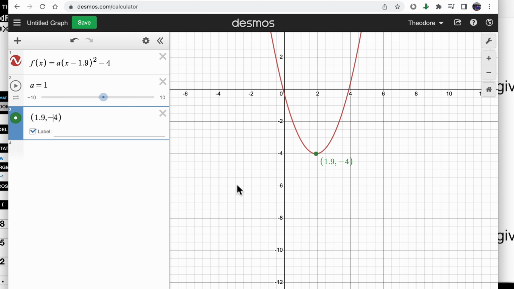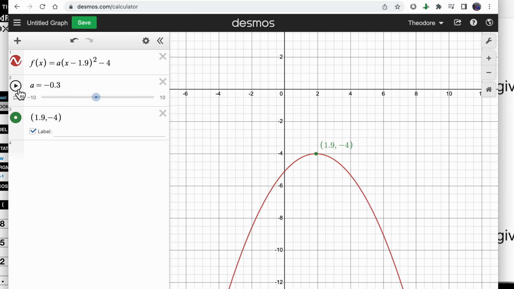All right? No matter what I make my a value, it's going to be pinned to that vertex of 1.9 comma negative 4. So it'll get skinnier, it'll get wider, it'll even flip over, but the one thing that'll remain constant is that vertex, 1.9 comma negative 4. So it really truly does not matter what the A value is. If you want to have an equation whose vertex is whatever, you can leave the A variable and only substitute in the other information.